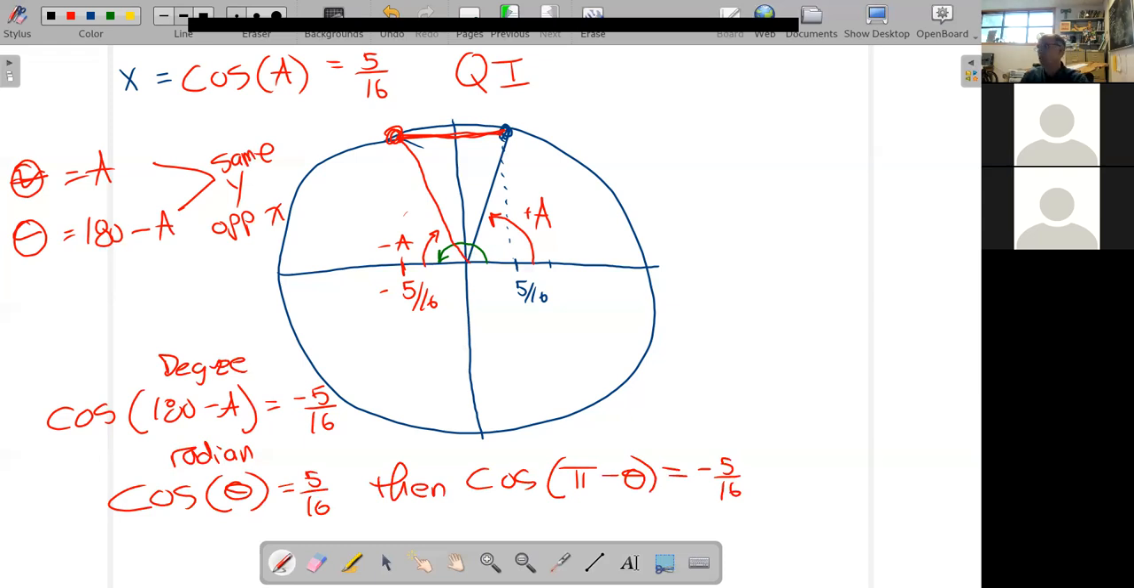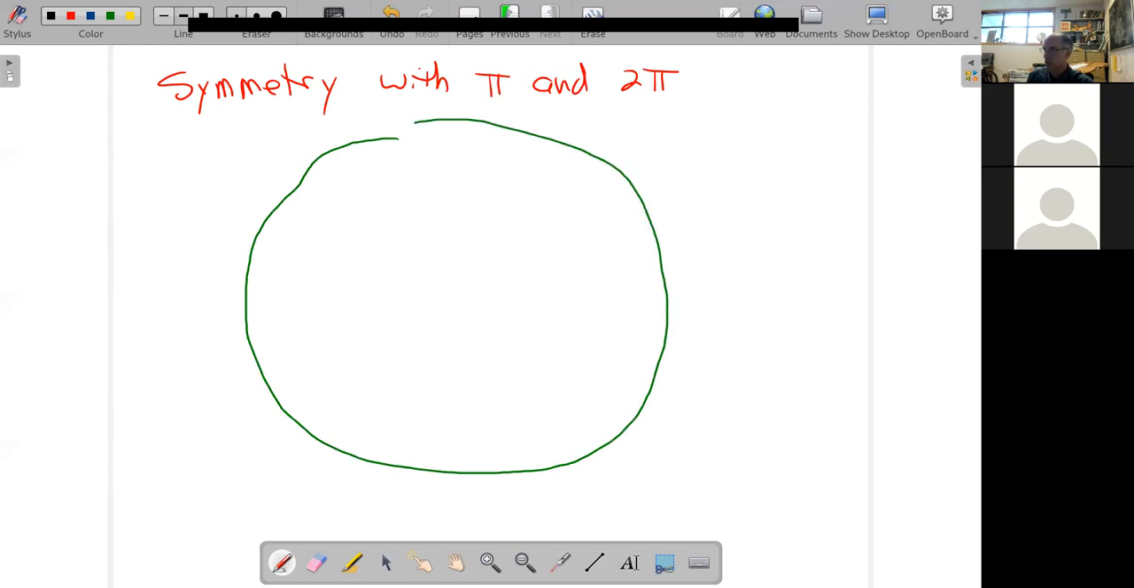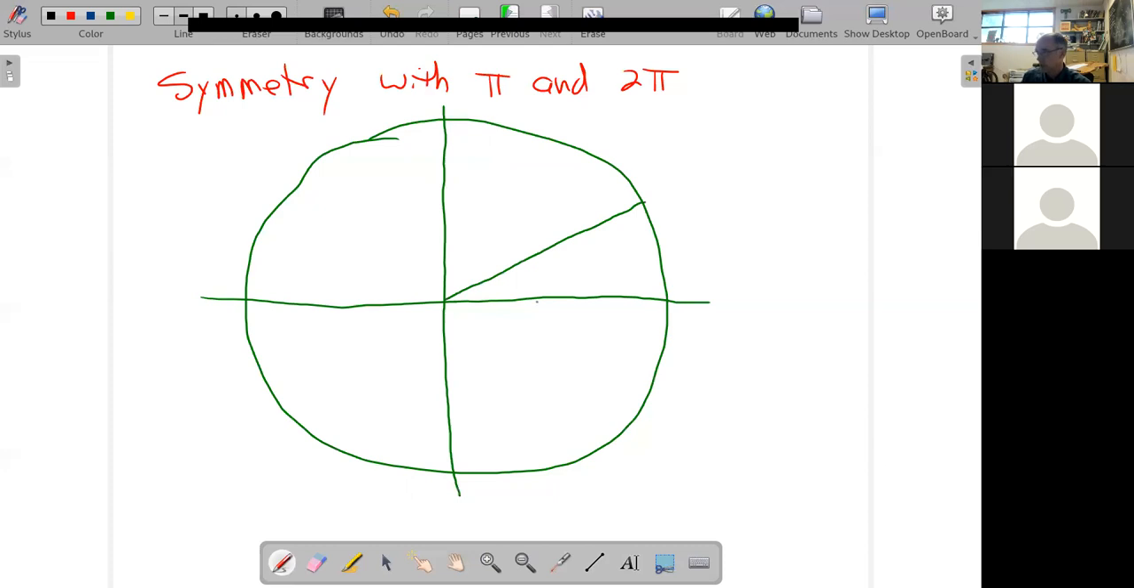So I'm going to just talk a little bit more about symmetry, and then you have enough information that goes over all of section three and the homework. New page. So we're going to look at a little symmetry with pi and 2π. And this is for the last few questions of your homework. So consider any circle, even though we usually do the unit circle. So if I'm given some angle, let's put it over here this time, and we'll call that angle theta. It has a symmetric point over here.